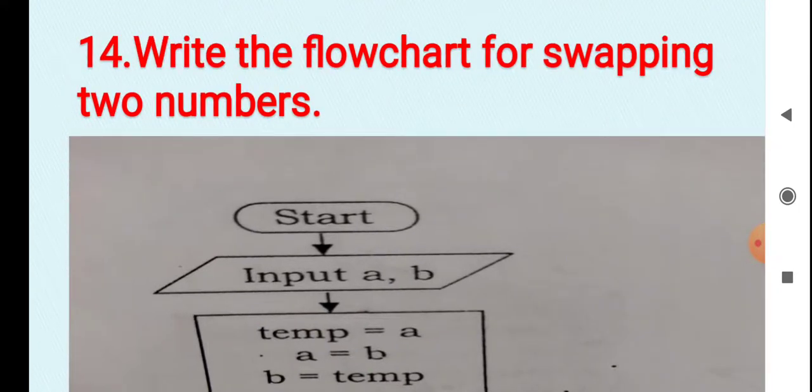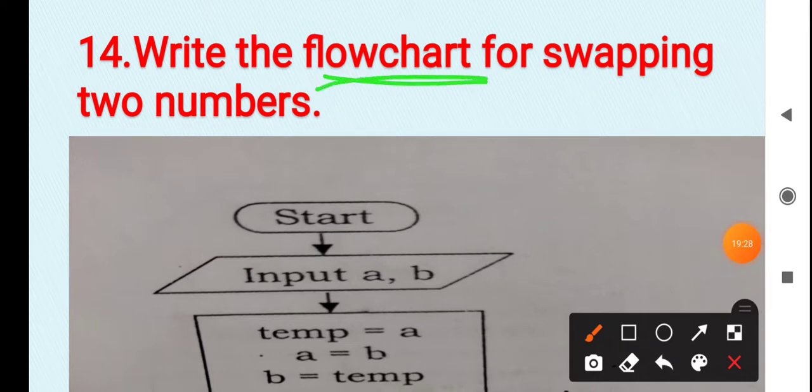So what does a flowchart mean here? It is a pictorial representation of each operation, each step of an algorithm. We have to write it in a graphical or pictorial representation.